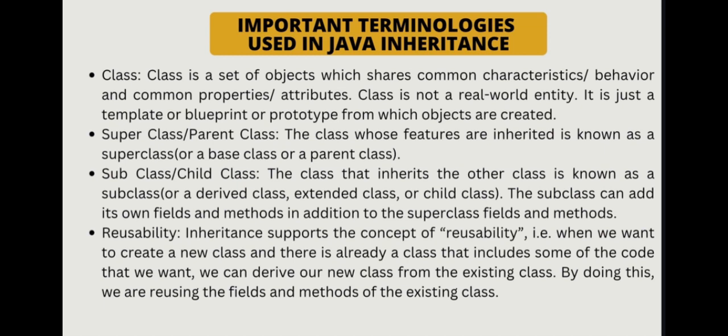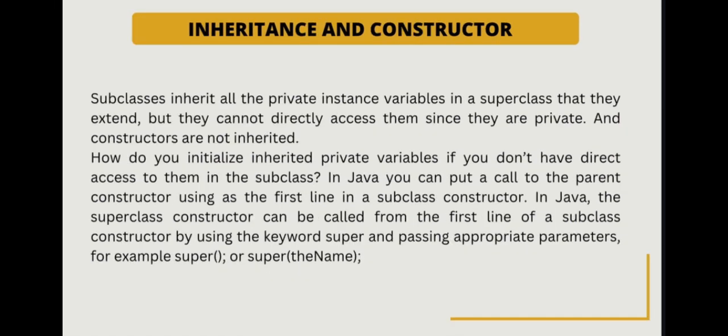Inheritance and constructors: subclasses inherit all the private instance variables in a superclass that they extend, but they cannot directly access them since they are private. And constructors are not inherited. In Java, you can put a call to the parent constructor as the first line of a subclass constructor. The superclass constructor can be called from the first line of a class constructor by using the keyword super, passing appropriate parameters.